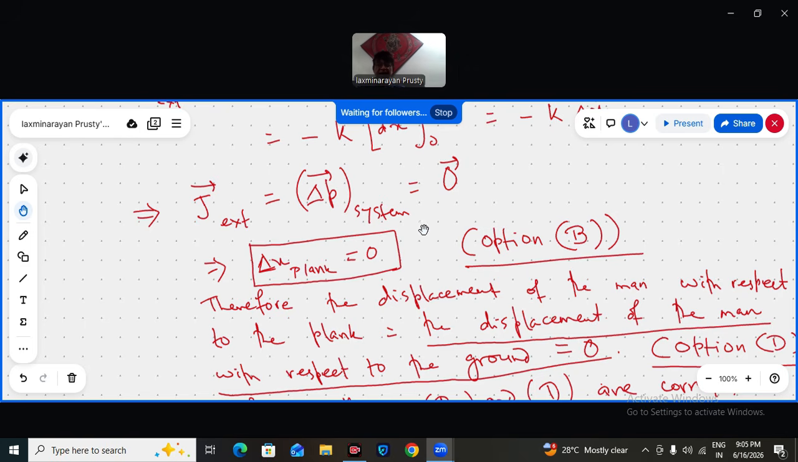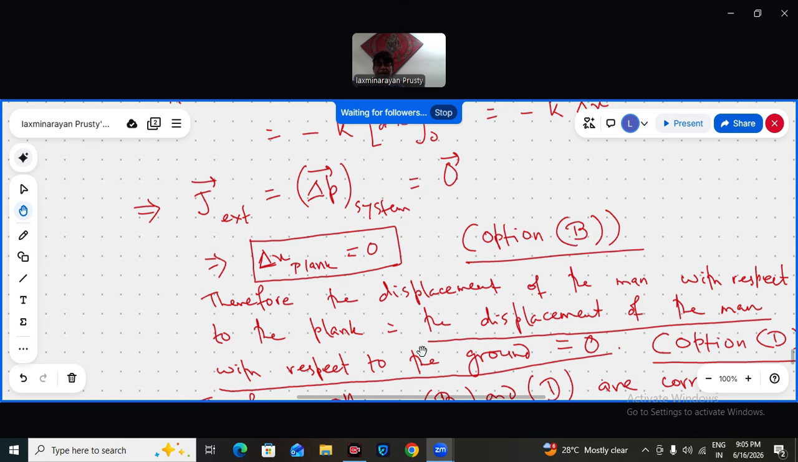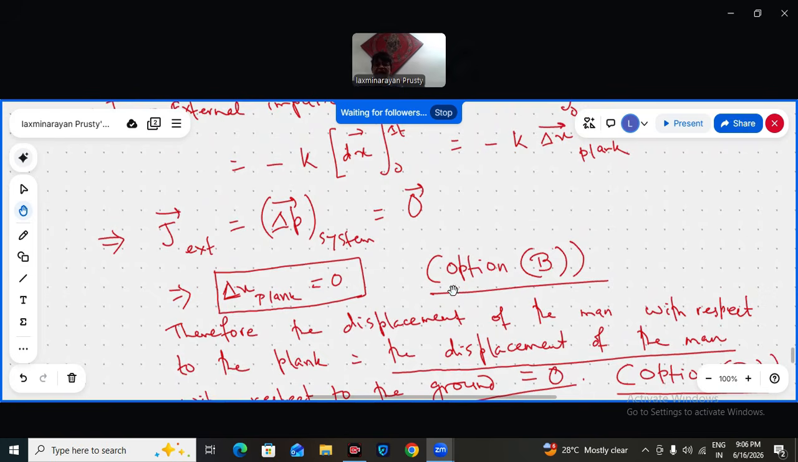It might have started moving, but at the end of the whole thing, at the end of the motion, the plank is in its as-is-where-is position. Therefore, the displacement of the man with respect to the plank will be the displacement of the man with respect to the ground, because with respect to the ground, the plank has not moved at all at the end. So what are the options? Delta x of the plank is 0, option B.